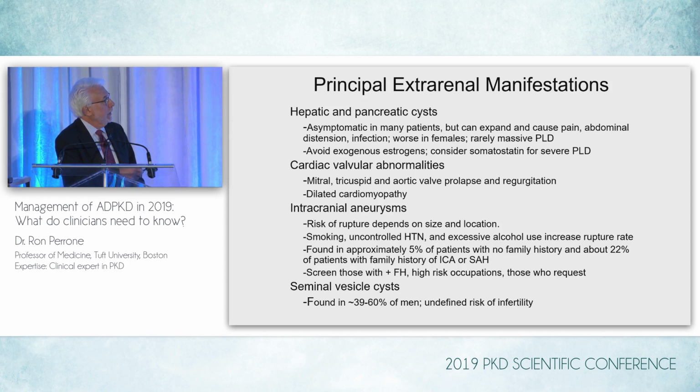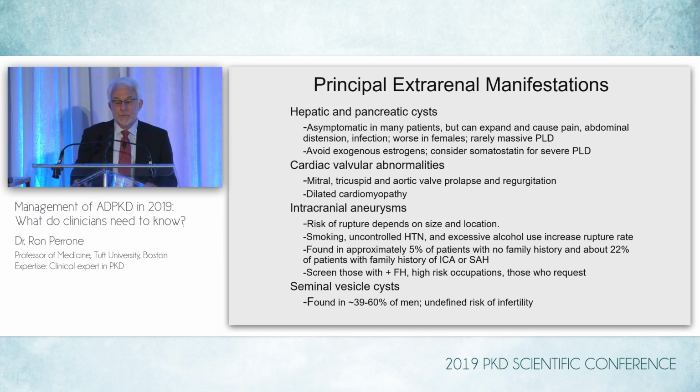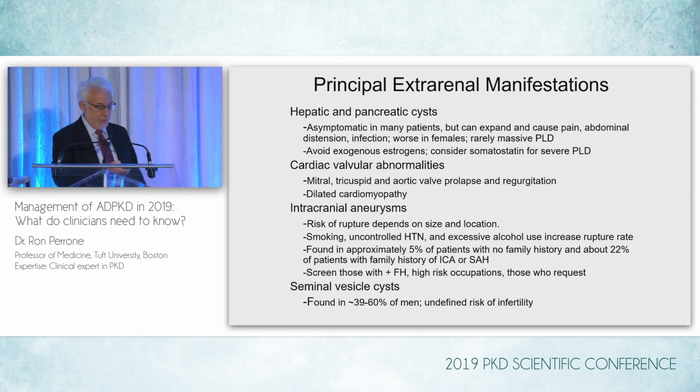Cardiac valvular abnormalities, typically mitral, tricuspid, and aortic valvular prolapse and regurgitation. Rare patients have dilated cardiomyopathy, typically associated with PKD2. Intracranial aneurysms are also found, as Dr. Watnick mentioned, about 10% of patients on average with PKD will be found to have an aneurysm.